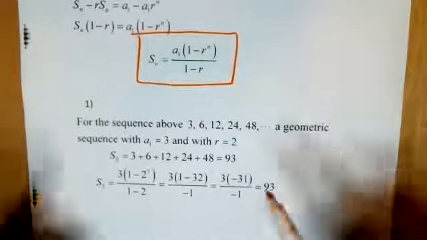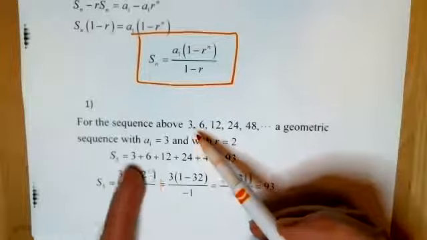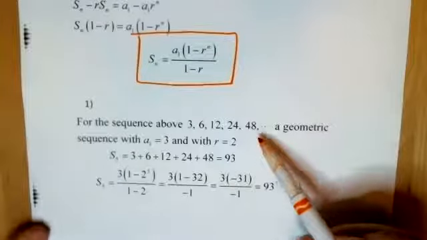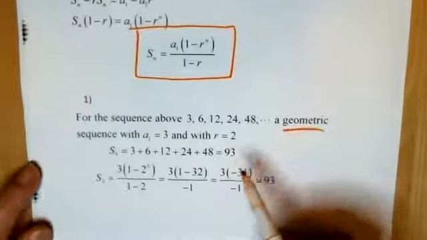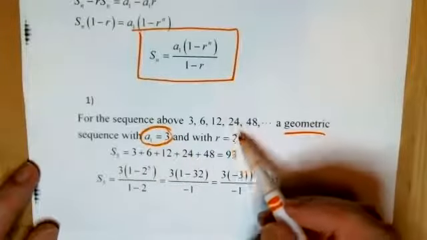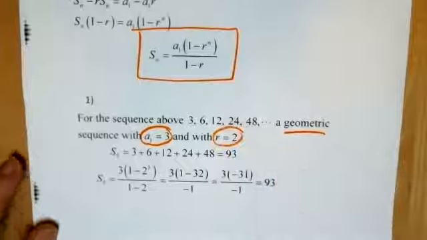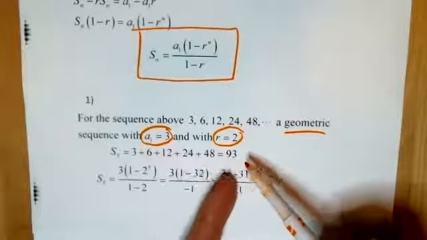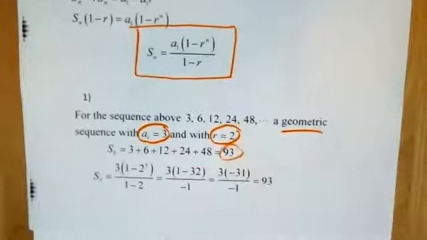So let's go back to our sequence that we just had. We had 3, 6, 12, 24, 48, and so forth. We said it's geometric. We know the first term, a sub 1 is 3, and we know the common ratio is 2. So beforehand, we just summed all 5 terms. We got 93. Now we're going to use the formula.